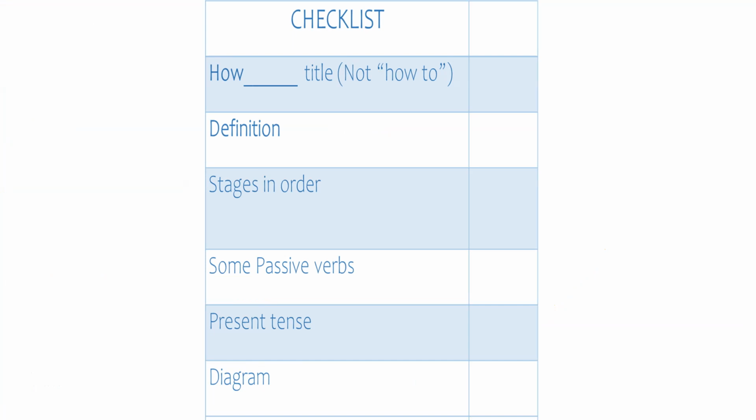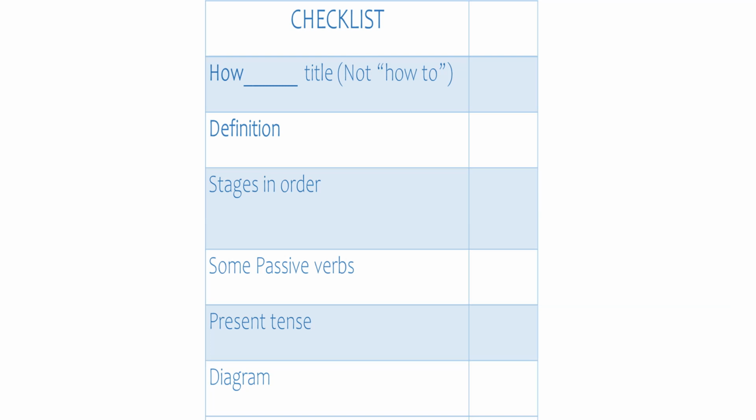Show what you've written to a teacher, another adult, or your friend and ask if it ticks these boxes. Ask them if they think they would be able to follow your procedure. Did you write a how title, not how to? Do you have a definition of exactly what it is at the start?